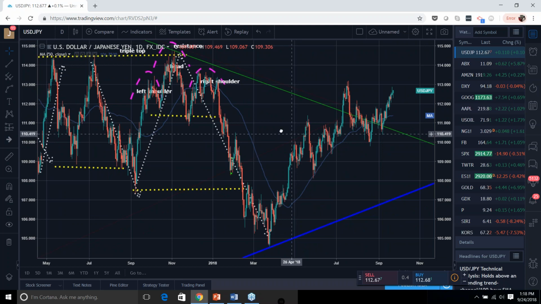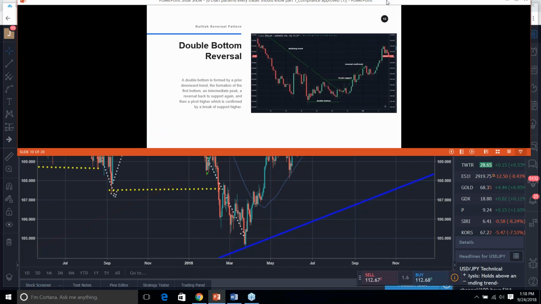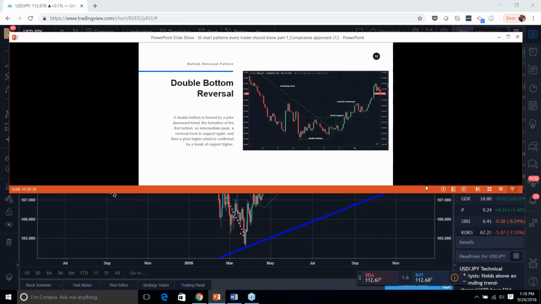All right, I see another setup here in dollar yen, but we will get back to our deck here. And we'll get to that pattern here in a second.